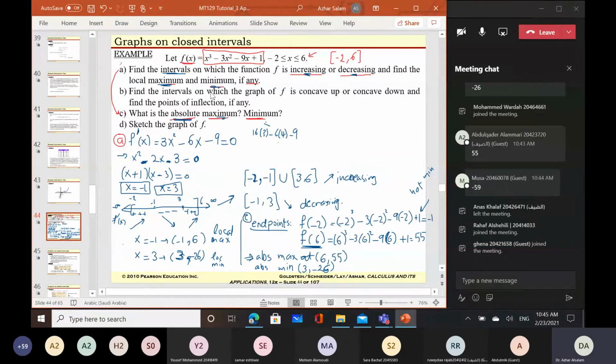Now to find the intervals on which the graph of f is concave up or concave down. Of course, we will use f double dash. And the point of inflection, if any, if found.